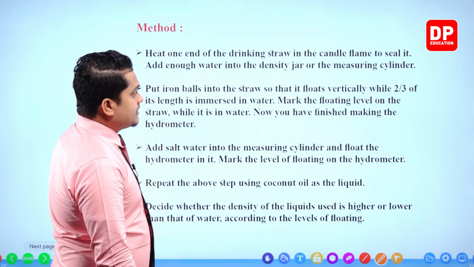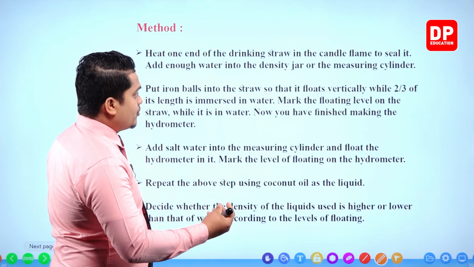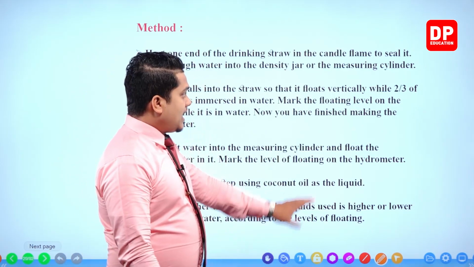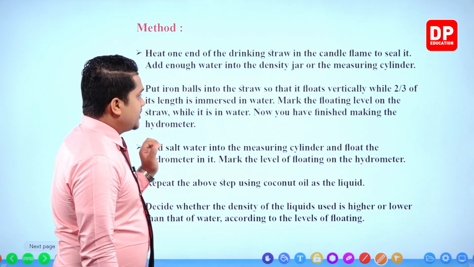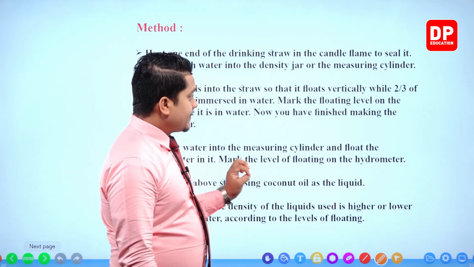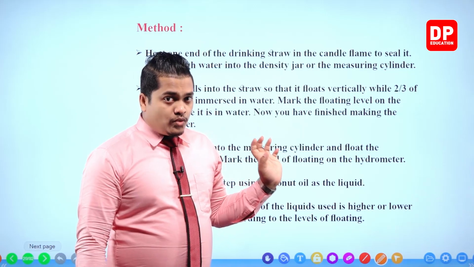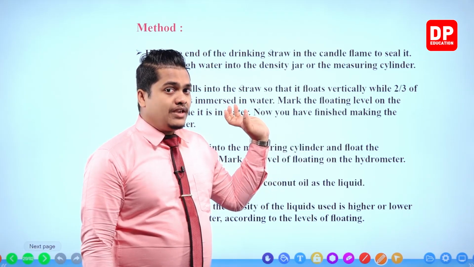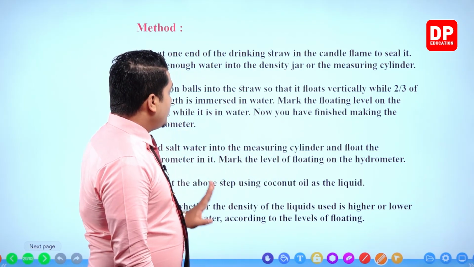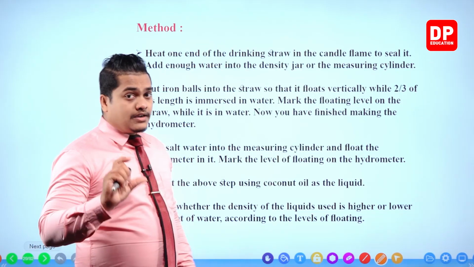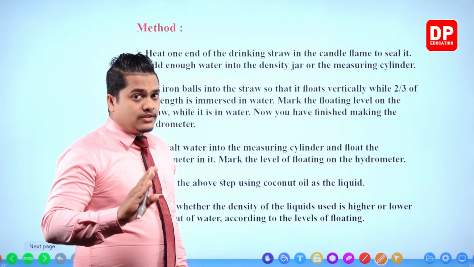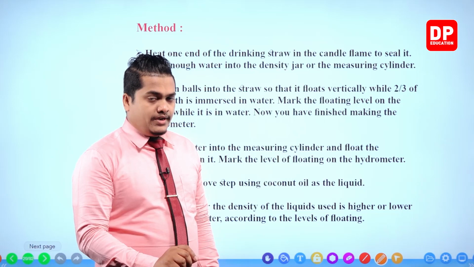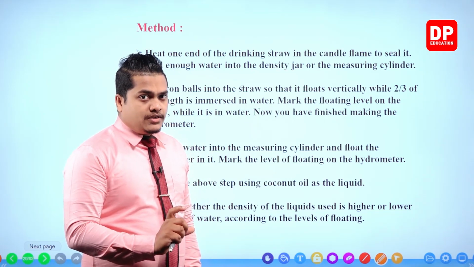Then insert the hydrometer which you have prepared into that container. Remember that at least 2/3 of the length of the straw should be immersed in water, while the remaining 1/3 part floats above the water. More of it should be immersed, right? That's how we use the hydrometer.